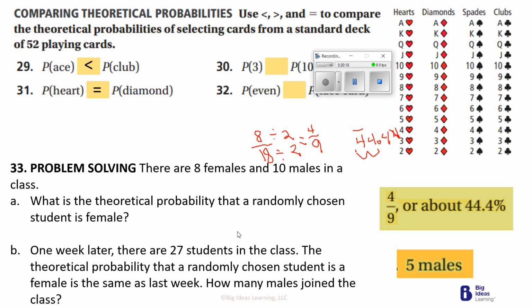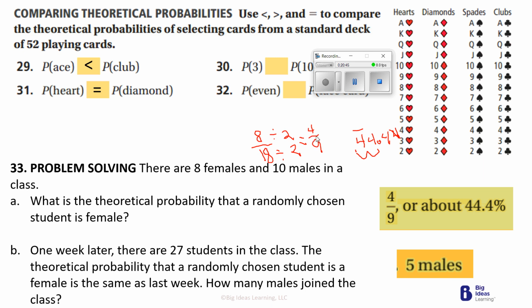Let's compare that for a second. The ratio is 4 to 9. Okay, and we said that it's now 27. We had 18, right? So we had 9 more join, right? 9 more. So if this theoretical probability was 4 females for every 9 students, that means for every 9 students, there's going to be 5 males, right?